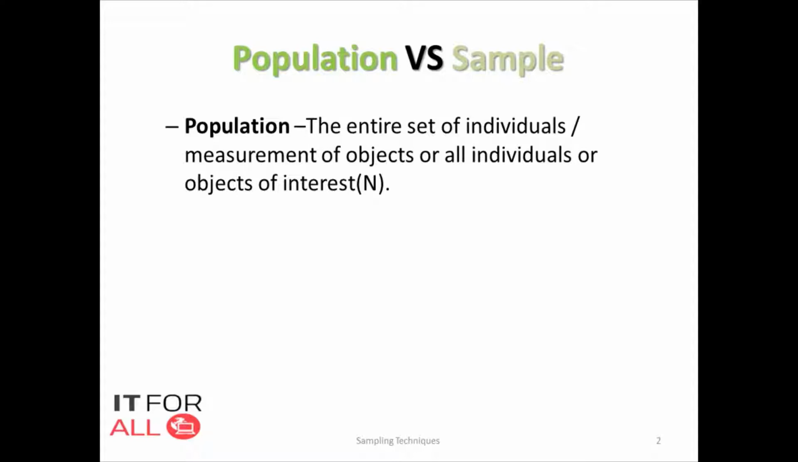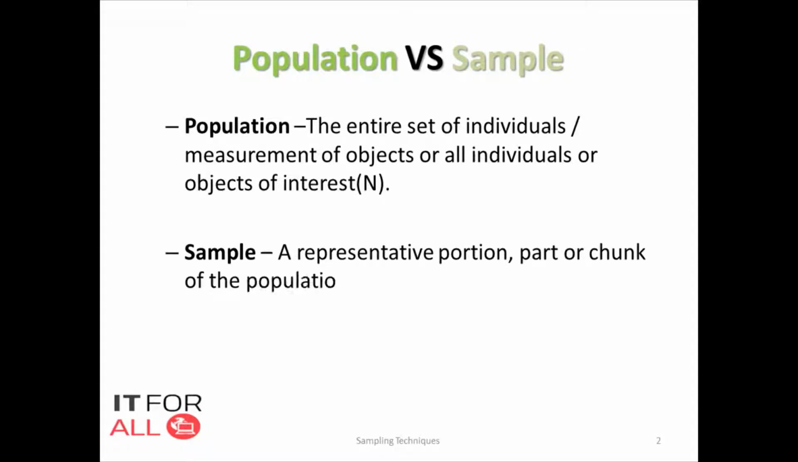A sample is a representative part of the population. It is a subset of the population, a representative portion or part or chunk of the population, which is denoted by the small n. So a sample is always a subset of the population. The process of selecting a sample is called sampling.